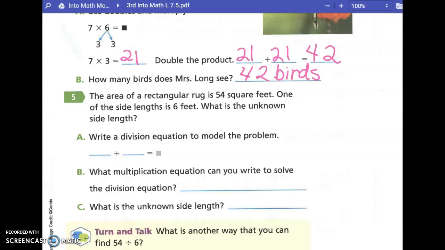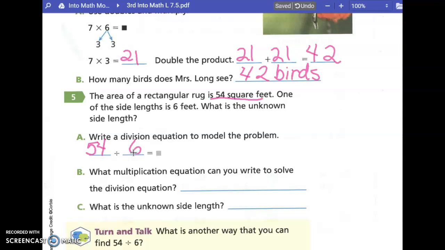Again, what are we going to start with? 54 total area. And then what do we know? We know one side is 6 feet long. Do you remember how to get area? Didn't we multiply our side lengths, just like we do our arrays? Yeah. So now we need to know how many 6s in 54. Can we skip count by 6? Yes.